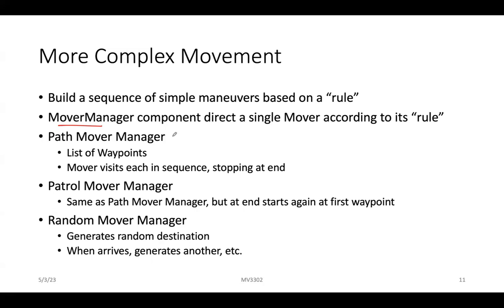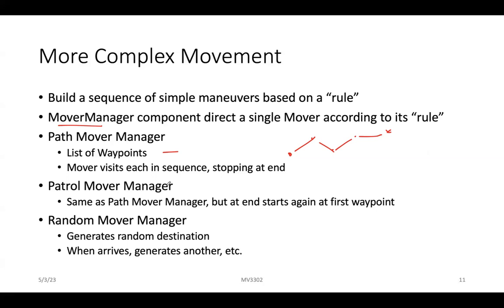The simplest one is what I call a path mover manager, and that consists of a list of waypoints. The idea is that the mover in question is going to visit each waypoint in sequence and then stop at the end. In other words, if I have a certain number of points and a final one, and I start here, then it's going to go here and then here and then here, and then here, and then stop.